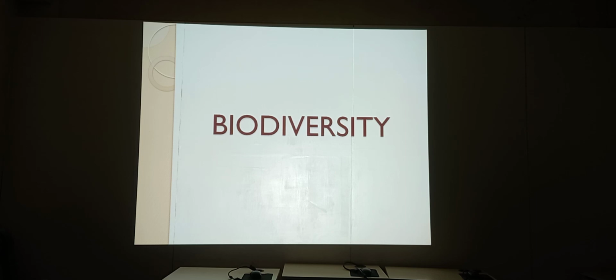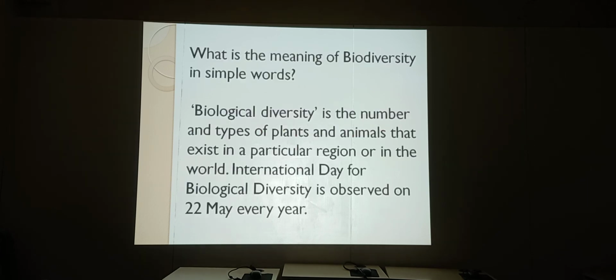Next is biodiversity. What is the meaning of biodiversity in simple words? Biological diversity is the number and types of plants and animals that exist in a particular region or in the world. International Day for Biological Diversity is observed on 22nd May every year. It refers to the variety within the living world. The term is commonly used to describe the number, variety and variability of living organisms.